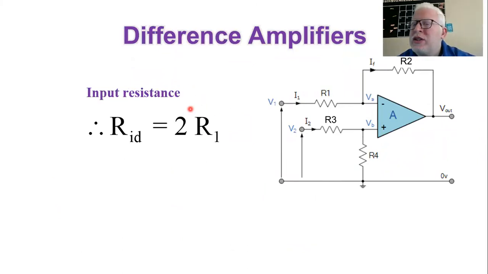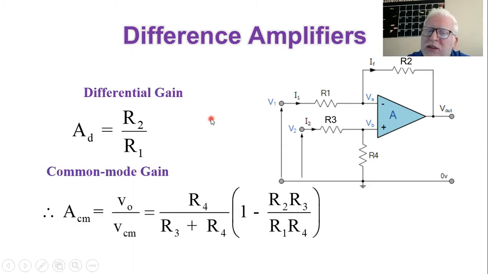Then we also demonstrated the input impedance of this structure, and we concluded that this is the main weak point of the structure: its input impedance is 2R1, or generally R1 plus R3, which is inversely proportional to the gain. So whenever you increase the input resistance, you will decrease the differential gain.